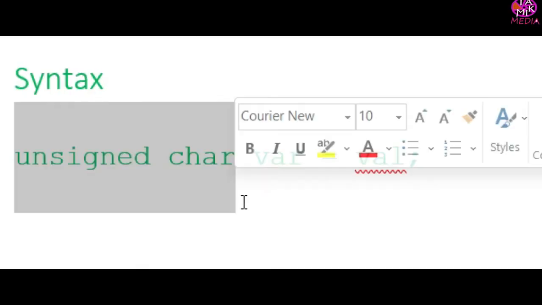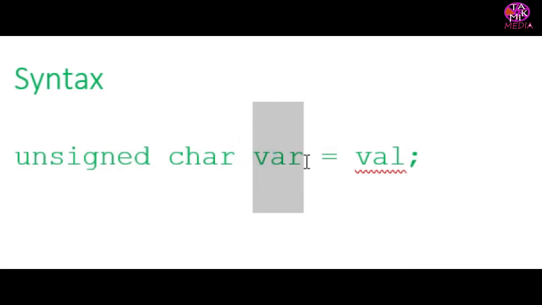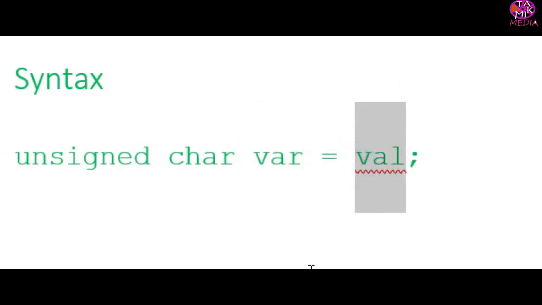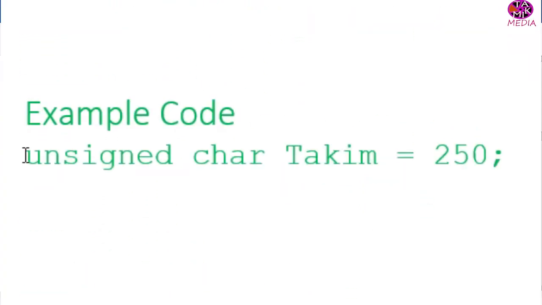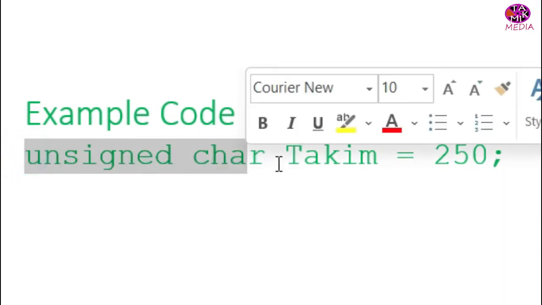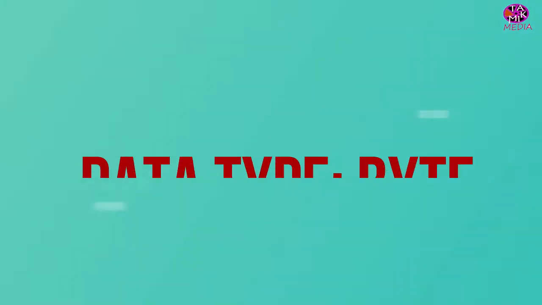Syntax. This is the keyword, variable name, value. Parameters: variable name and the value to assign to the variable. Example code, unsigned character. This is my variable name and this is the value. Very simple.